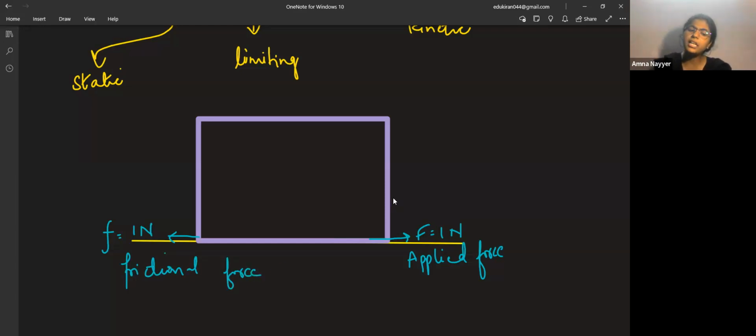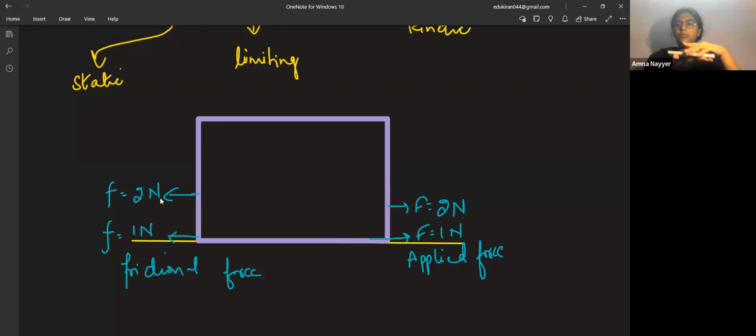Now I have increased the force. I was applying 1 Newton of force, now I'm applying 2 Newton of force. All right. Now what I'm seeing is this friction force is also 2 Newton. The body is not moving. Both are exactly the same.